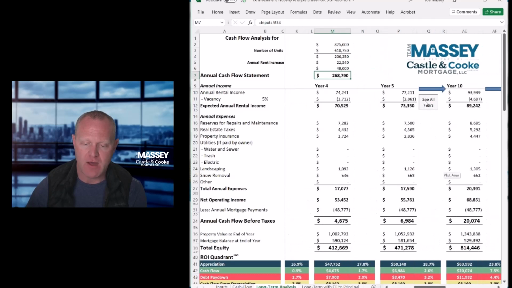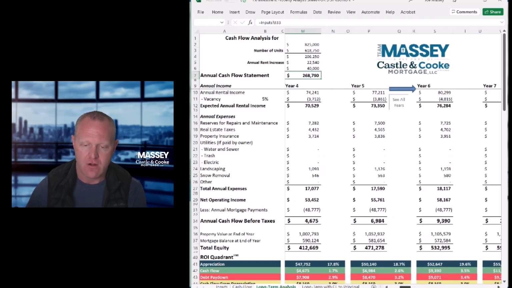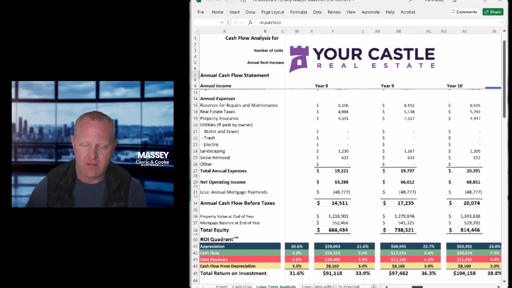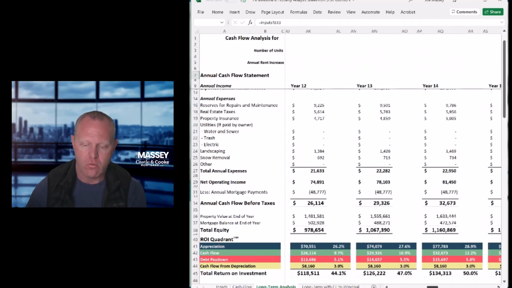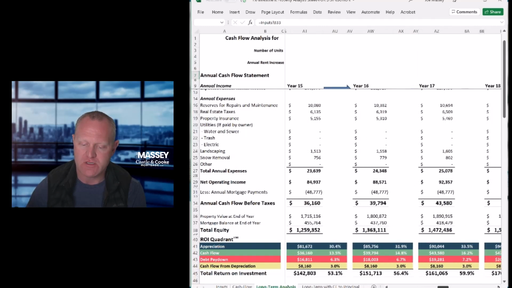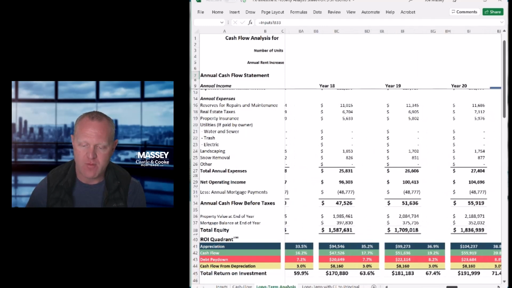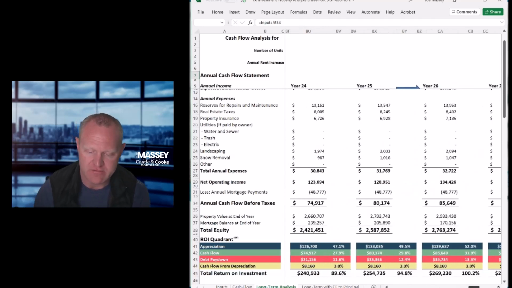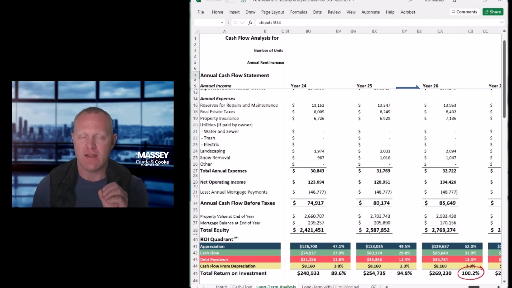So there's a little hyperlink box right here that says see all years. You can click on that and it will show you every single year of the analysis. All right, so now we can see year 6, 7, 8, 9, 10, etc. Let's scroll over and see when do we reach a 100% return on investment. If we're making every scheduled payment right here in year number 26. After 26 years, this property pays the investor enough money to replace their full investment every single year.